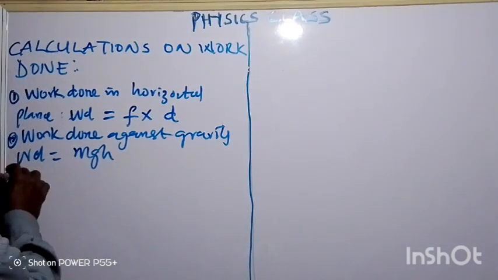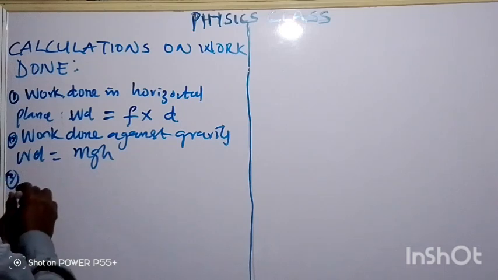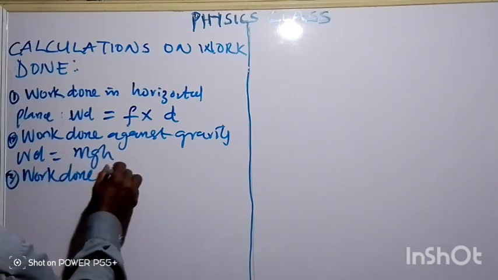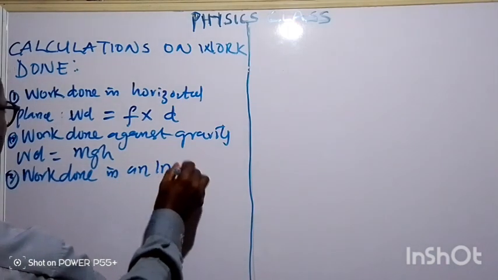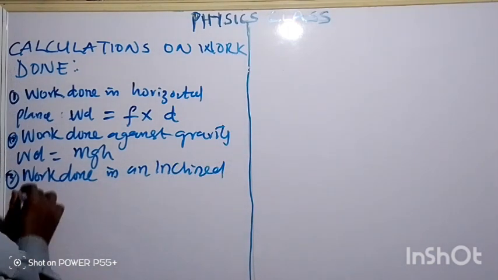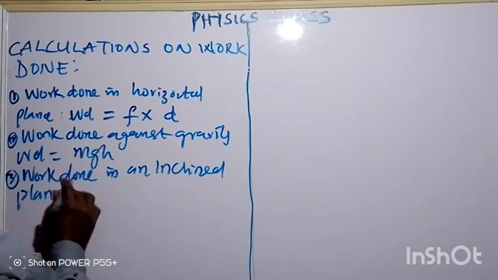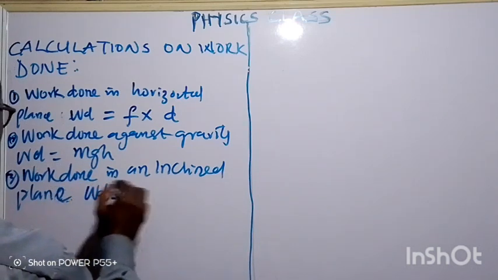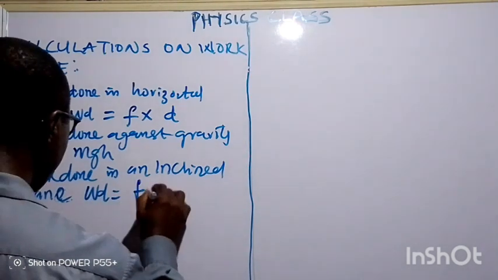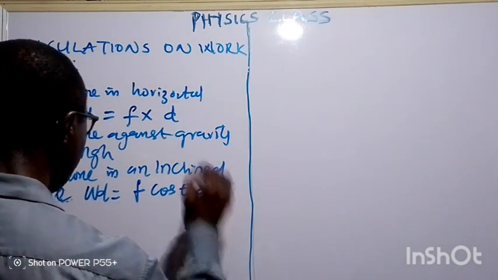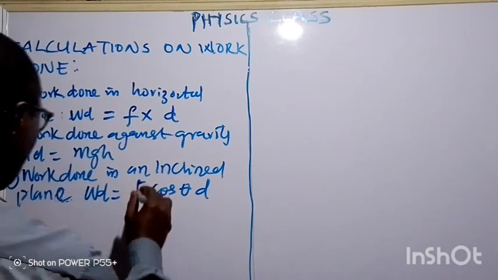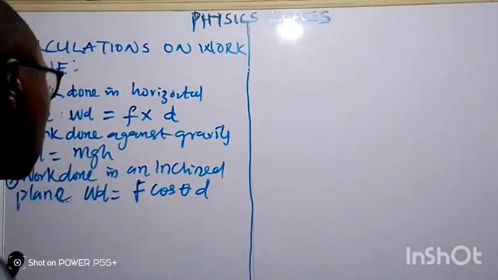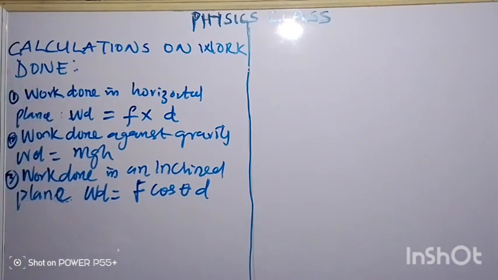Then number 3, we talk about work done in an inclined plane as WD is equal to F cos theta D, where F is the force applied, theta is the angle of inclination, and D is the distance of displacement.